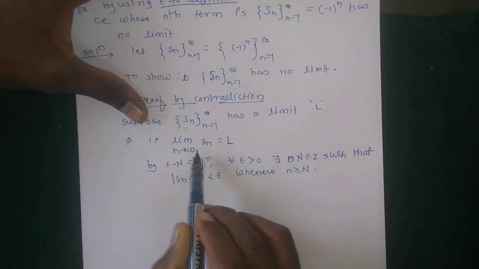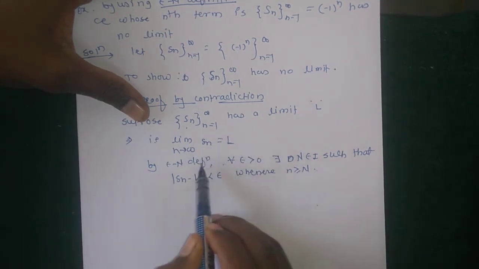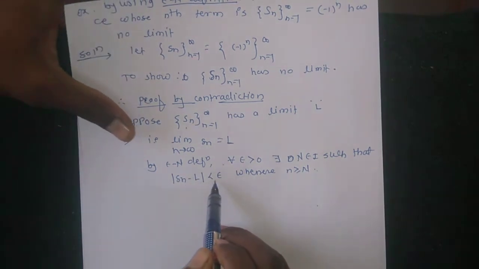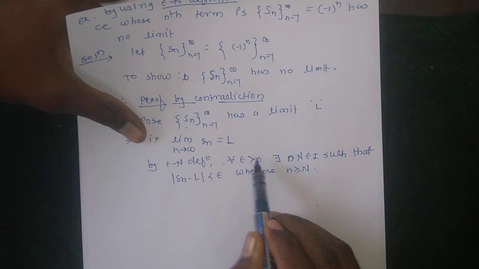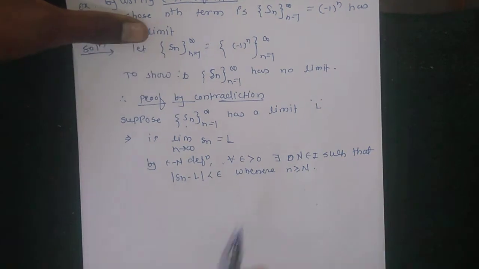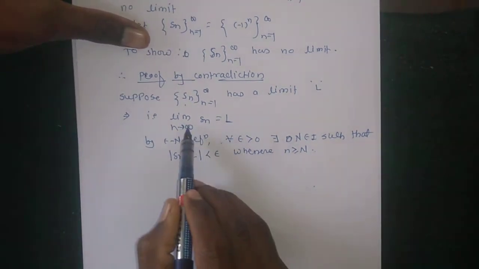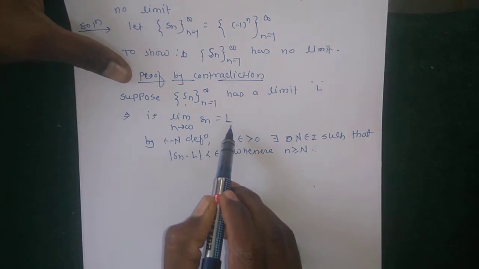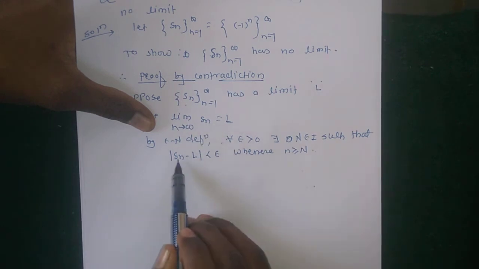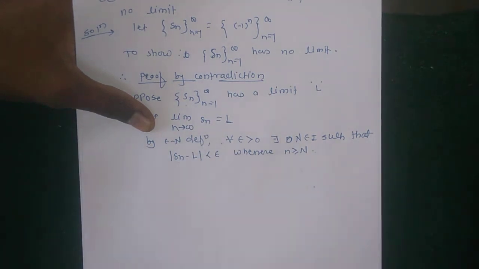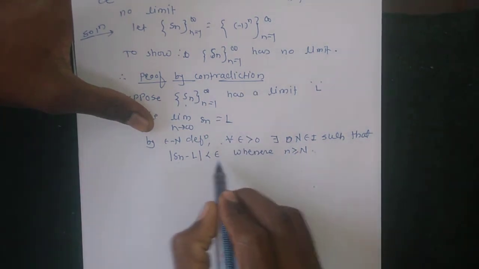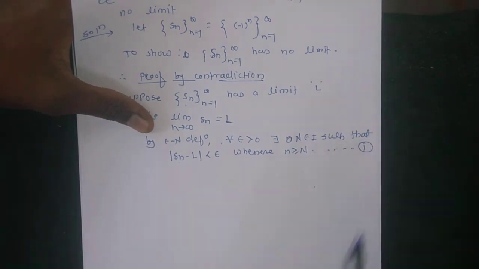So this sequence Sn has a limit L, which implies that it satisfies this condition: mod Sn minus L less than epsilon whenever n is greater or equal to N. It means at least one such element exists, N belonging to the integers, such that we satisfy all these conditions. If we satisfy this condition, then the sequence has a limit L. So mod Sn minus L is less than epsilon; this is equation number 1.